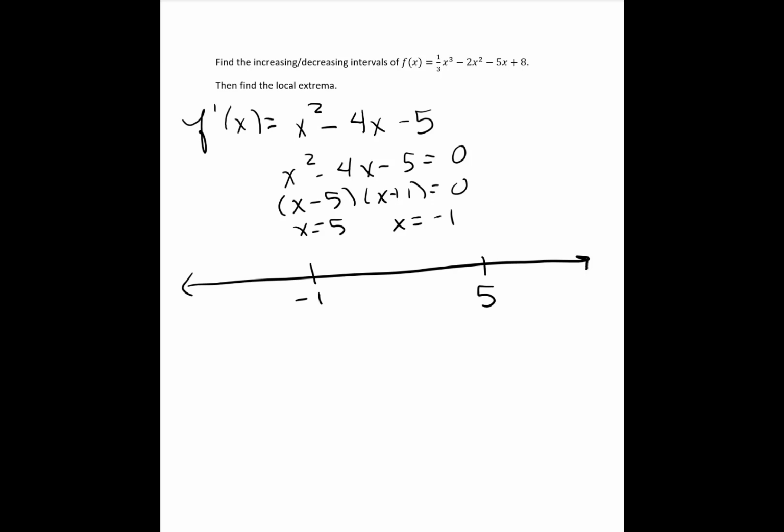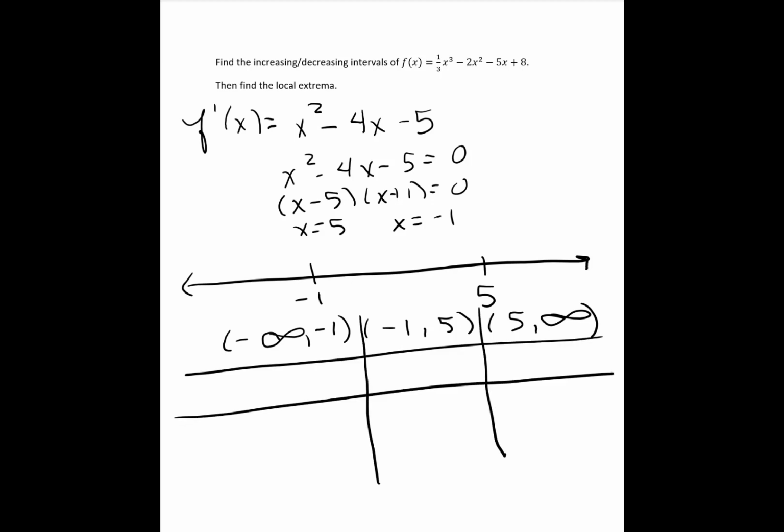And now I'm going to break this up. So I'm going to say this is negative infinity to negative 1, negative 1 to 5, and then 5 to infinity. So I took the real number line and I used the partition to make intervals. I'm going to make a chart out of this. So we broke up our domain.